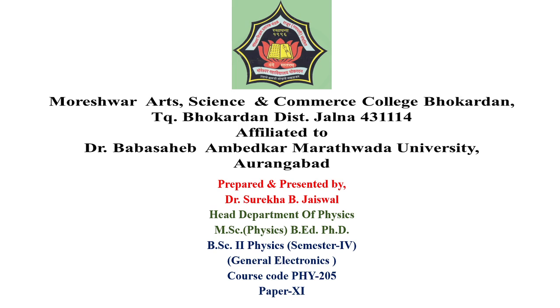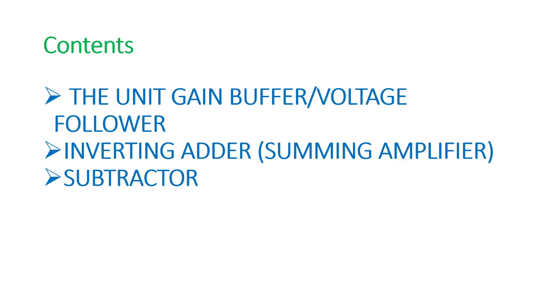Today we will see General Electronics, course code PHY 205, paper number 11. Now, today's contents are the unit gain buffer, voltage follower, and inverting adder, summing amplifier, and subtractor.